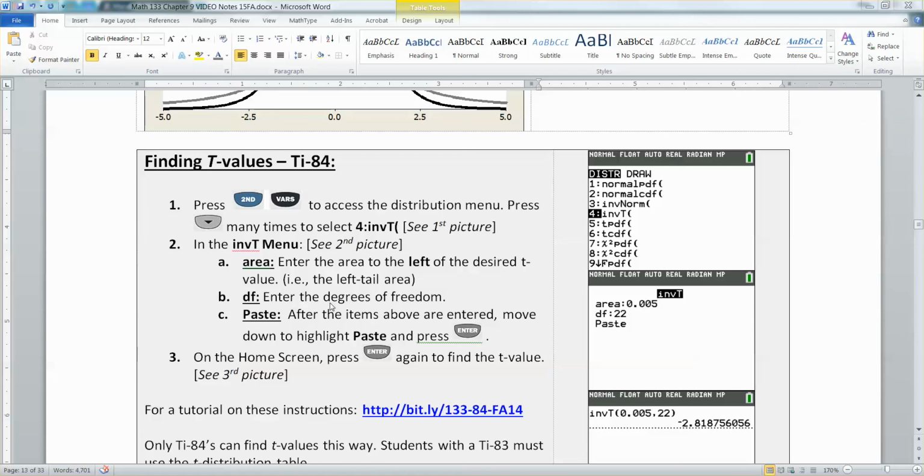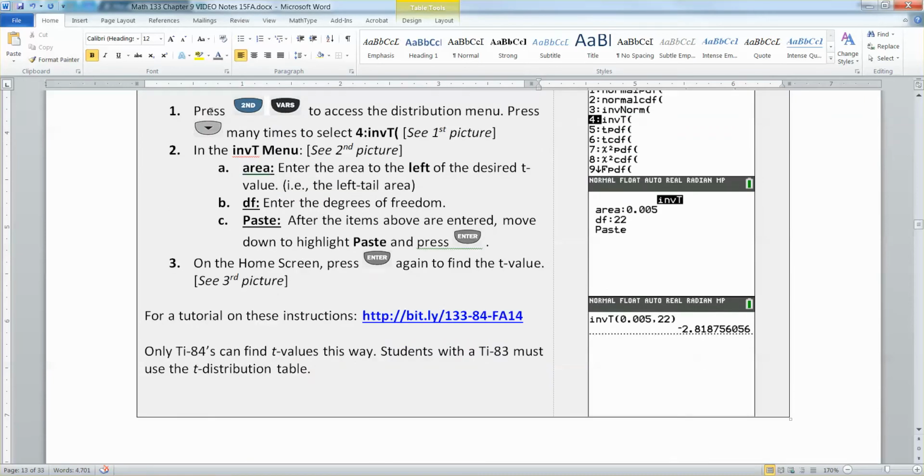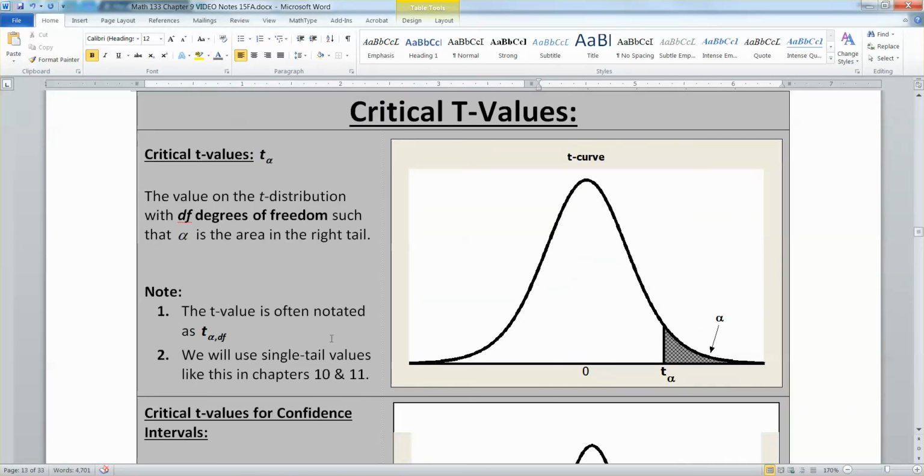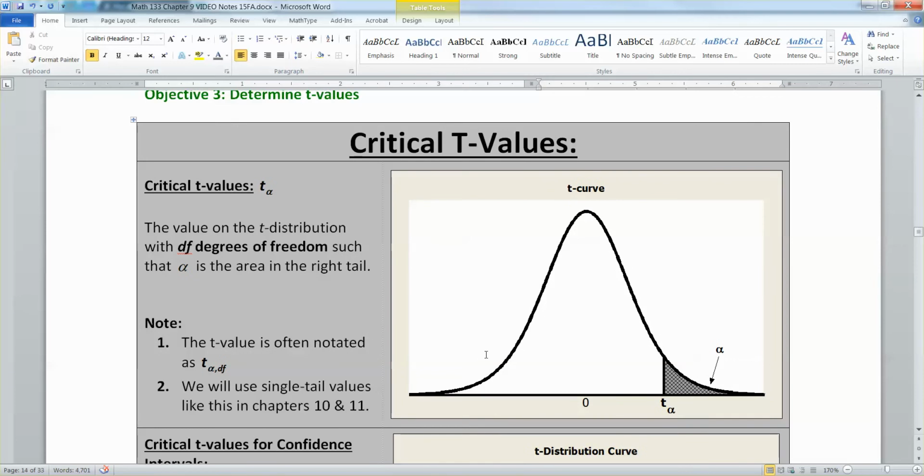Now that we know what the t-distribution is and how it works, we're going to have to be able to find the t-values for it. I'm going to illustrate this with some examples, but the instructions are right here. All right, so before we even get into finding them, let's talk about what they are.